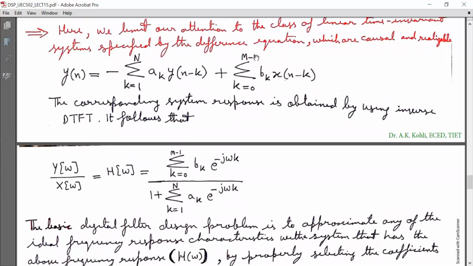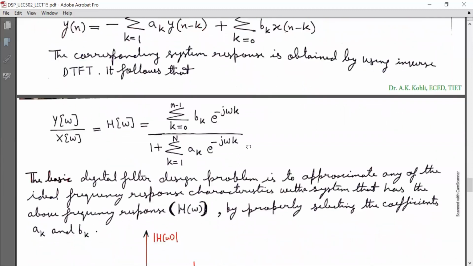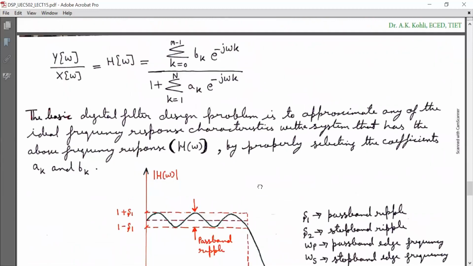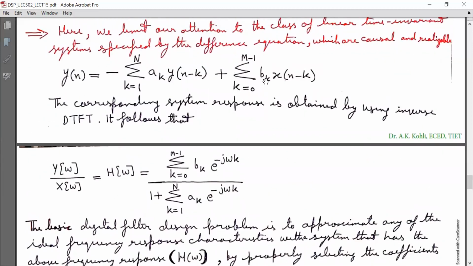Now here I have considered the range k running from 0 to M minus 1. Therefore, there are M values of b_k, b_0 to b_(M−1).